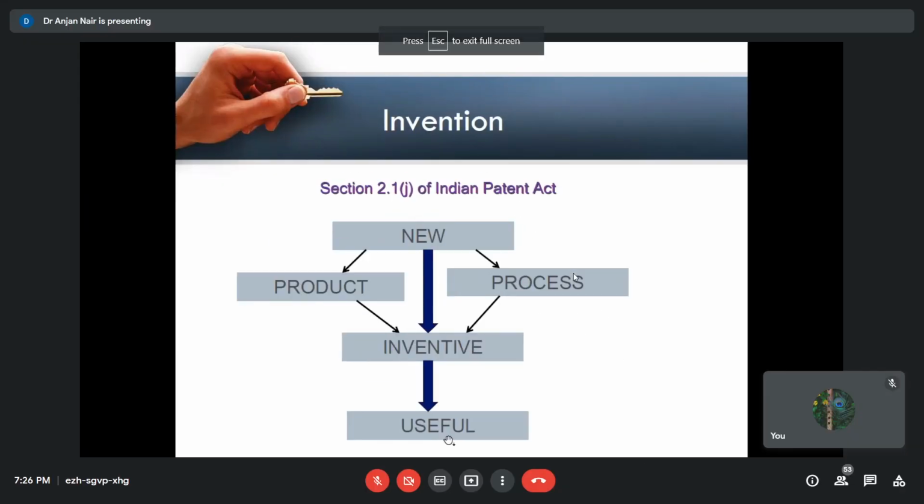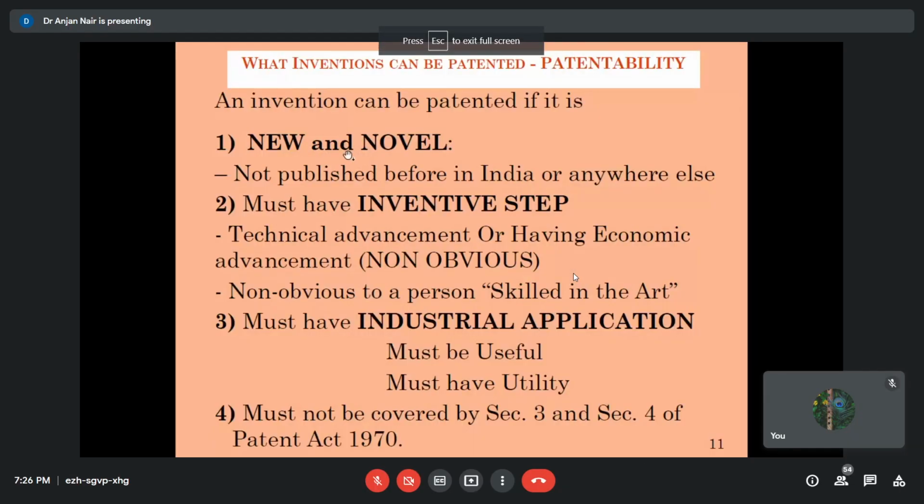So new and novel: how do you determine whether it's new and novel? It should not have been published before in India or anywhere else. That's a keyword, anywhere. This is something very, very important. All students who are interested in filing patents should keep this in mind: you should not publish before filing for a patent.